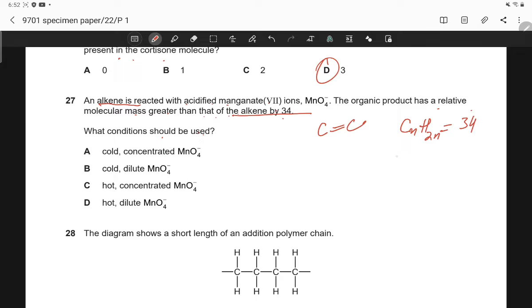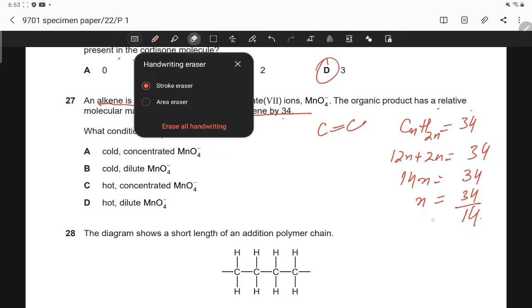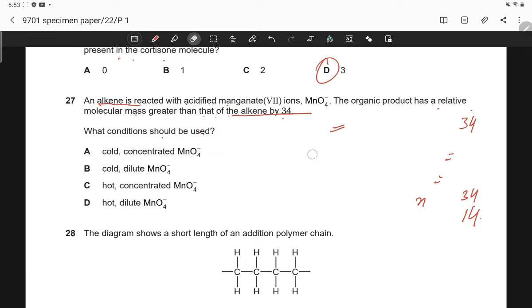This is equal to 12n plus 2n is equal to 34. 14n is equal to 34. n is equal to 34 over 14. So it means, no, this is not correct.